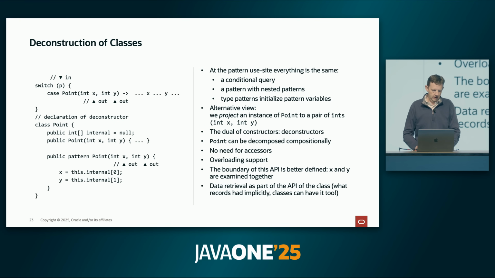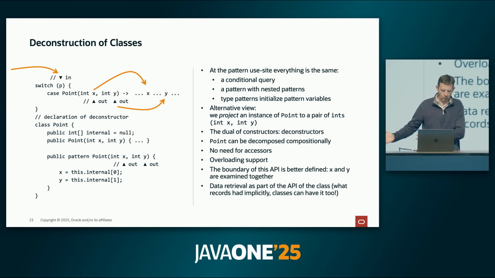What would that look like for our point class? At the use side, in the code that the user wrote, it's pretty clear. I'm going to take a point, and I just want to do what I did with records. Give me the x and the y within some parentheses, and I can work with them. How do I declare that in the class?